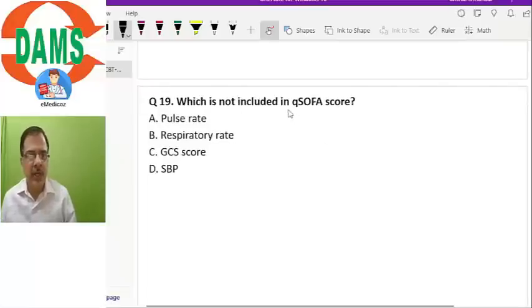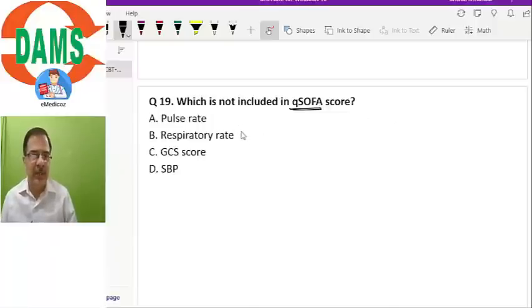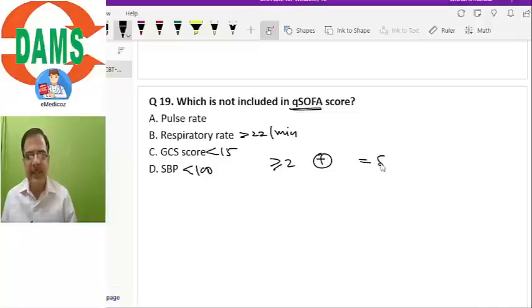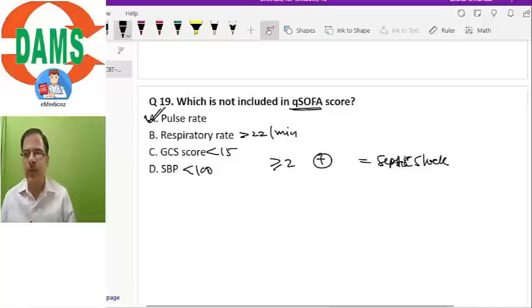which is not included in a Q-SOFA score. Q-SOFA score is used for the diagnosis of septic shock, in which the parameters taken are respiratory rate of more than 22 per minute, Glasgow Coma Scale of less than 15, and systolic BP of less than 100. If 2 or more are present, that is suggestive of septic shock. So the answer here will be pulse rate, which is not taken into consideration.